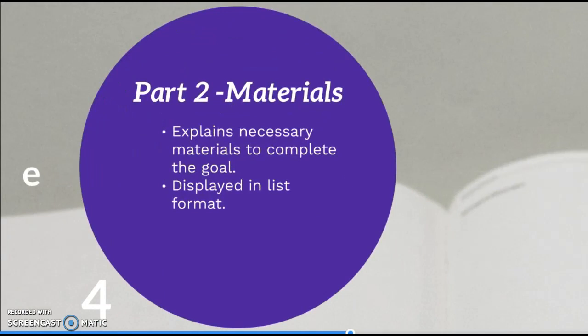Another important part is materials. This comes right after the goal. This explains the necessary materials needed in order to complete the goal, and these are displayed in list format. So when writing procedural text, you want to write down everything that you are using in order to complete the task in order for the reader to replicate it.